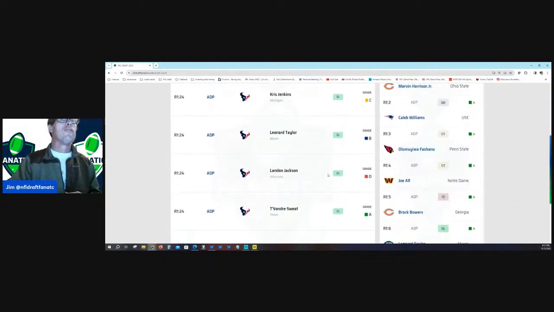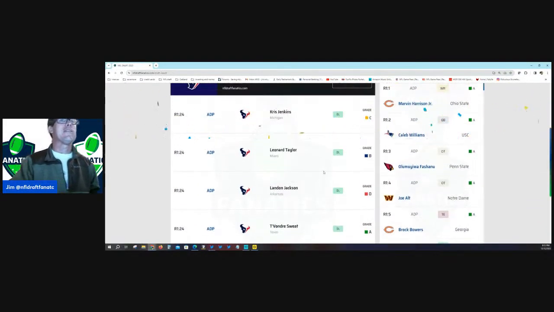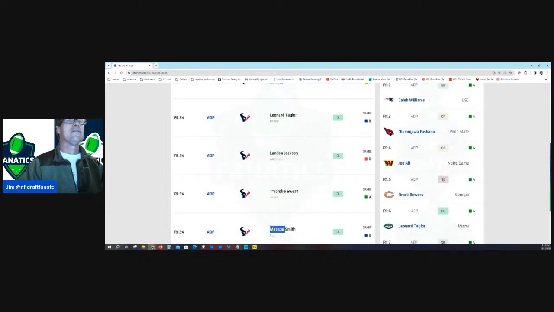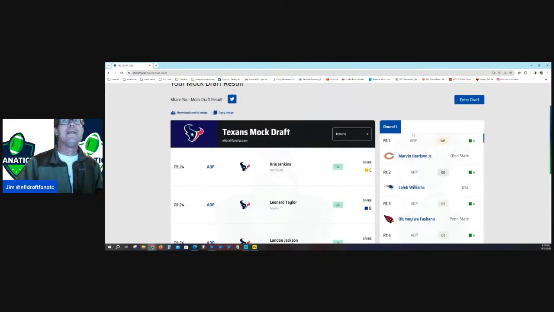Okay. So the defensive linemen to consider in the second round: Jenkins, Taylor, Jackson, Sweat, Smith. I did that to move them up. Now, right now, they're sitting at the top of the Texans draft card. So if anybody does a mock draft, right now, in like the next 5 minutes, there's a pretty good chance the Texans are taking a defensive lineman in round 1.